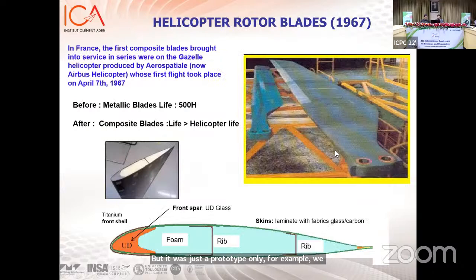If we look at the first very wide application of composite and sandwich structure, this is the helicopter rotor blade, since the beginning of the 60s. Before the use of composite rotor blades, there were metallic blades with a short life, only 500 hours. So it was very costly to own a helicopter, and this kind of blade had to be changed quite often.